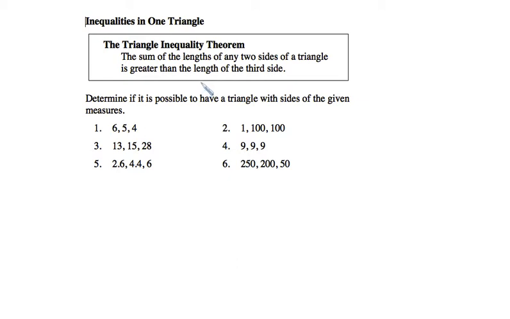The last thing we need to learn in Chapter 5 is the triangle inequality theorem. And the triangle inequality theorem says something very simple. It says the sum of the lengths of any two sides of a triangle has to be greater than the length of the third side. And here's what that means.